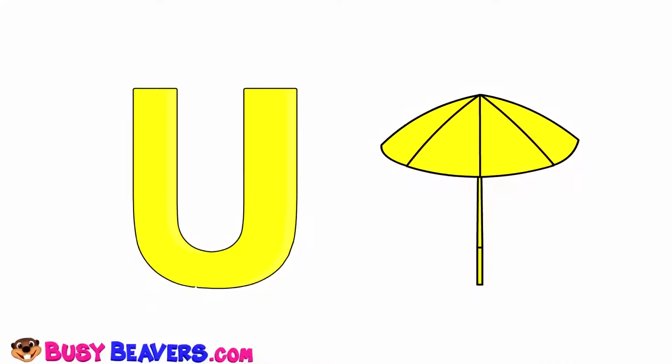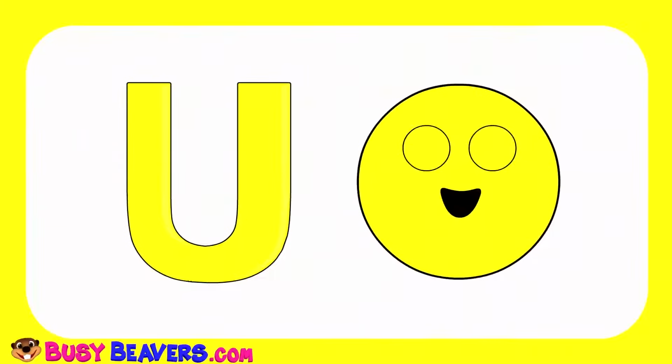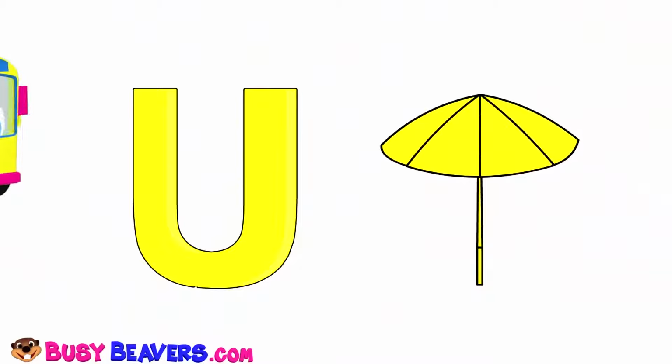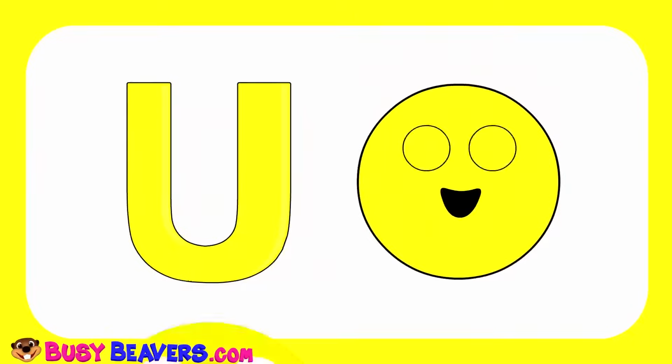Like an umbrella. This U is yellow. This U is yellow. Like an umbrella. This U is yellow.